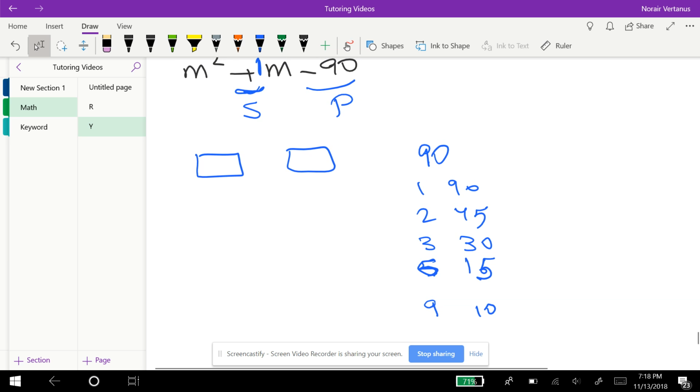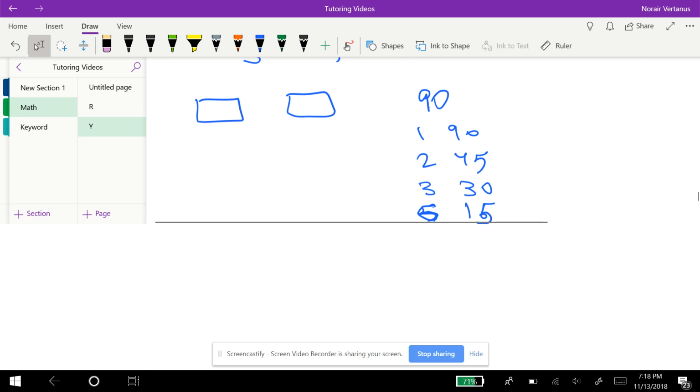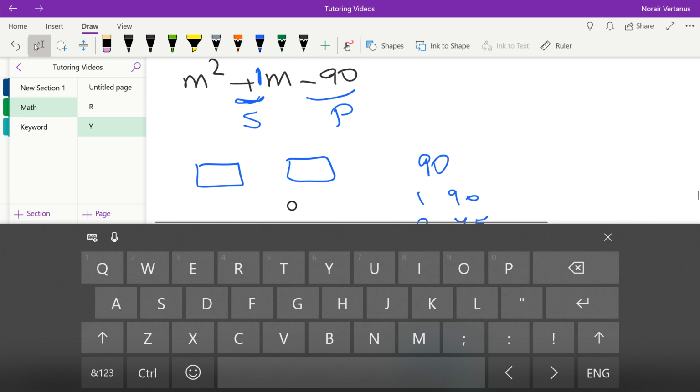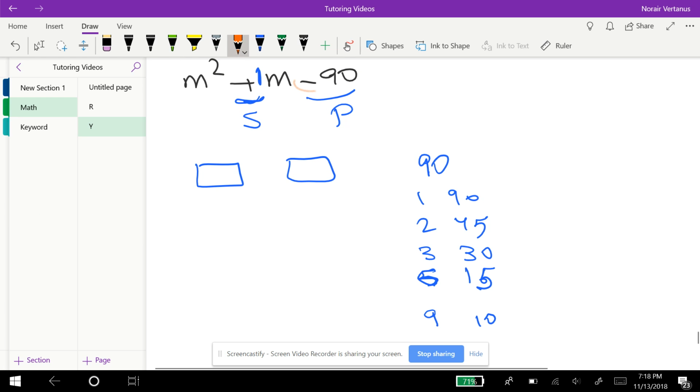So if you go back to the problem, you see it's negative, right? Since that number is negative, one of these should be negative. Either this or this. Since this is positive, the bigger one should be positive. So this should be positive, this should be negative. See, if you multiply them, you get negative 90, and if you add them, you get positive 1. So that's going to be factored into what? m, and m, and on the right side you're going to have plus 10 and minus 9.